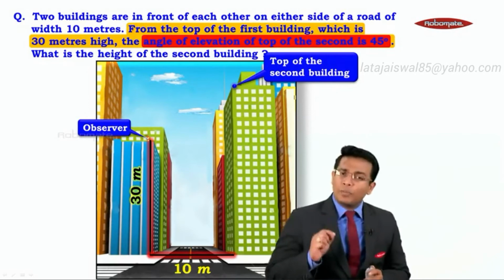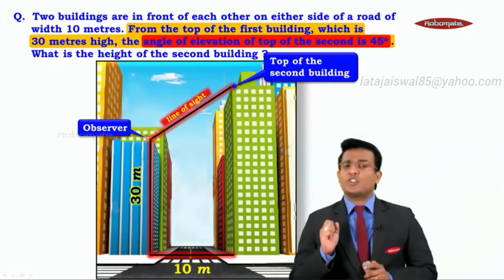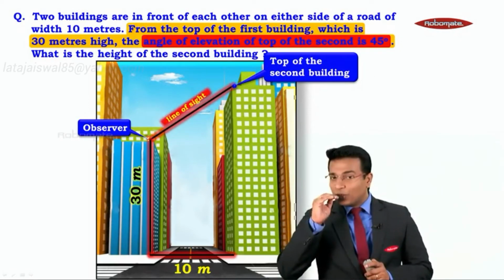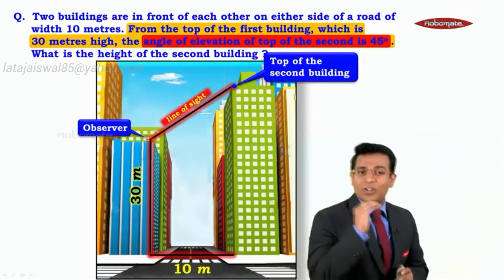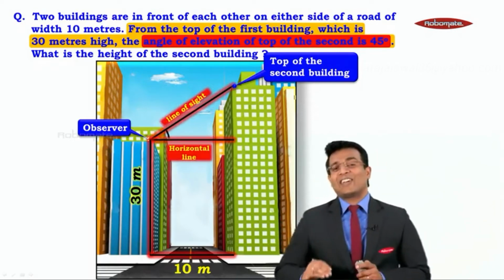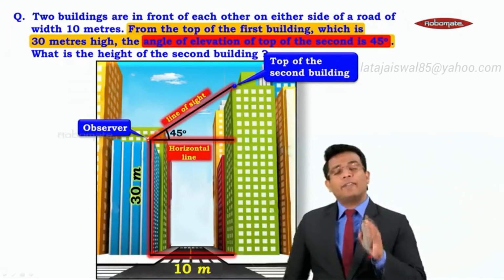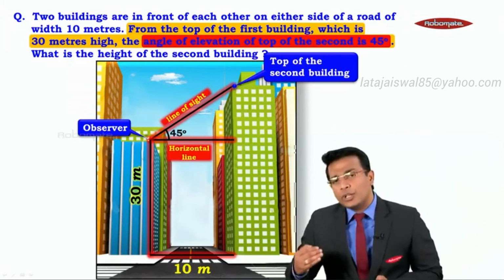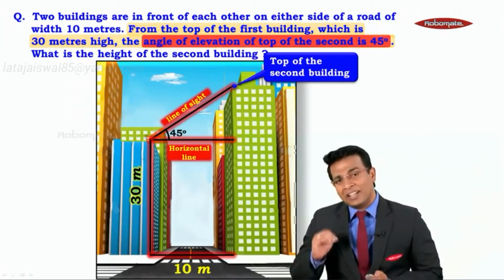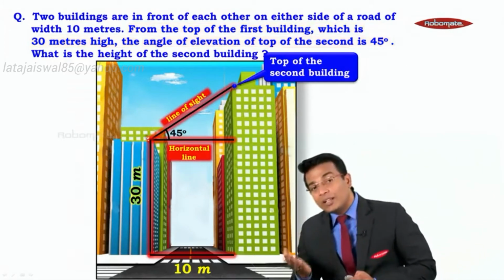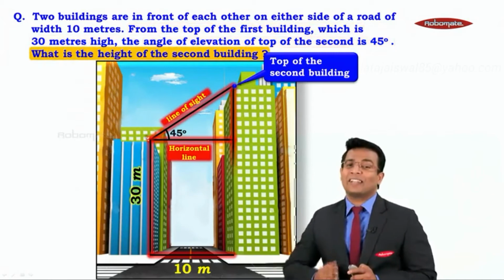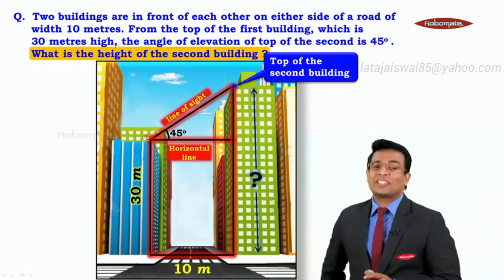Understand? So from here when he is seeing, there is a line of sight which is made, and since the observer is on the top there, make a horizontal line there, and this is the angle of elevation which is given as 45 degrees. And the question is, what is the height of the second building? So the second building which is bigger than the first, we need to find the height of that second building. That is what the sum says.